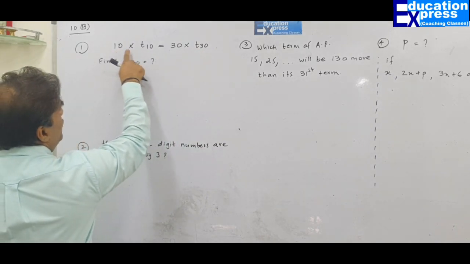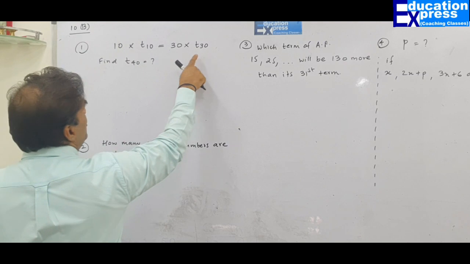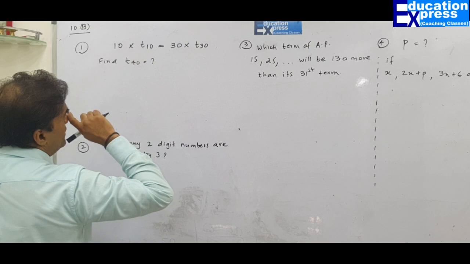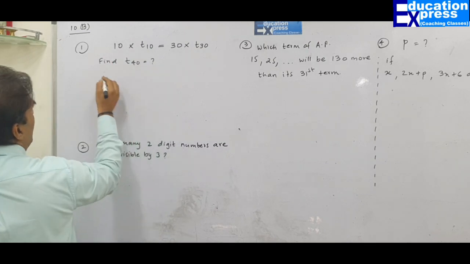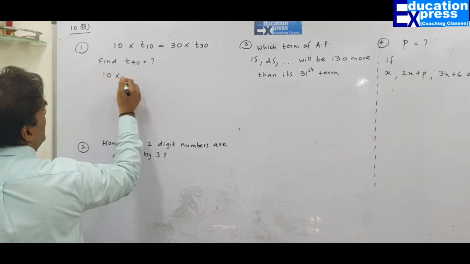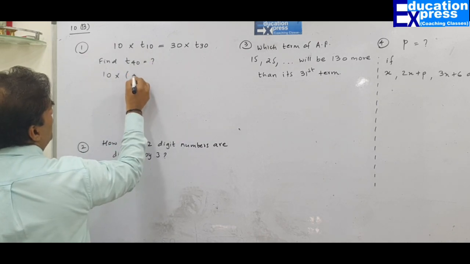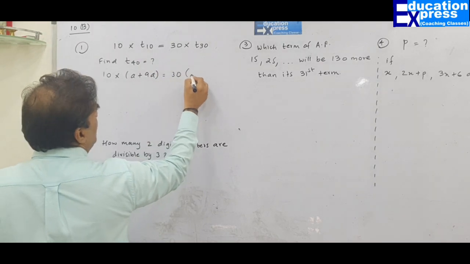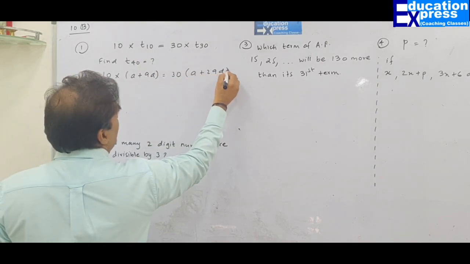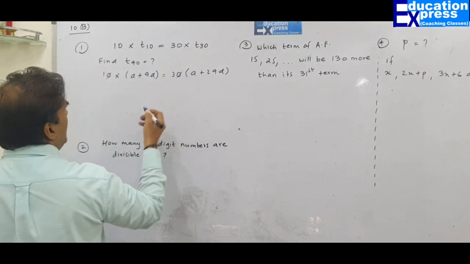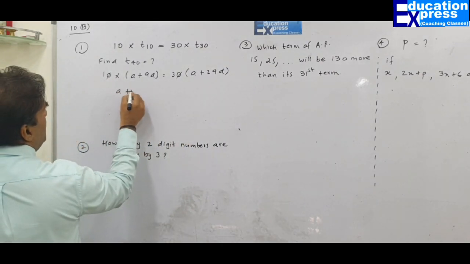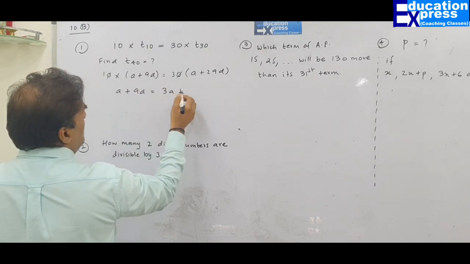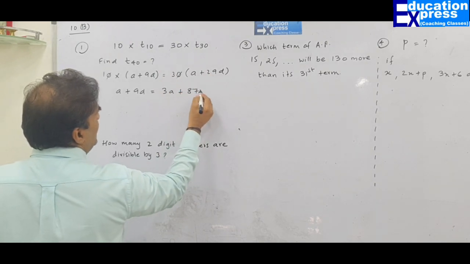Since we know the equation, we will simply substitute the values and find out. Later on we have to find T40 also, but the first thing is to find out the parameter. So 10 multiplied by T10. T10 would be A plus 9D, absolutely perfect, equals 30 times A plus 29D. Can we cancel the 0, 0? Absolutely yes. What do you get? A plus 9D equals 3 into A, 3A, plus 29 into 3, 87D.